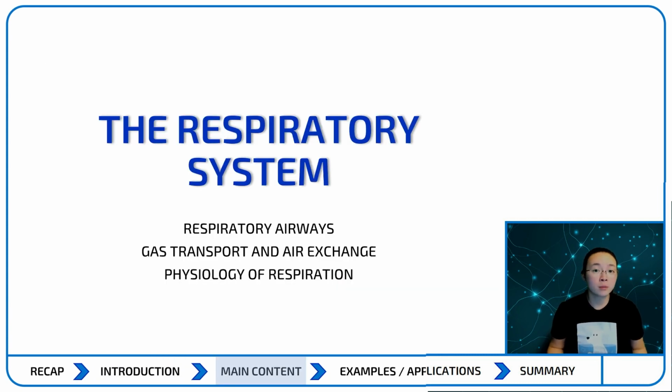So let's now talk about the respiratory system. In order to apply all the equations we just looked at to the respiratory system, we need to know what's going on in our bodies in order to see how we can apply the equations and in what ways, or if any modifications are required. So what we're going to go through is the respiratory airways of your respiratory system, what happens during gas transport and air exchange, as well as the physiology of respiration.